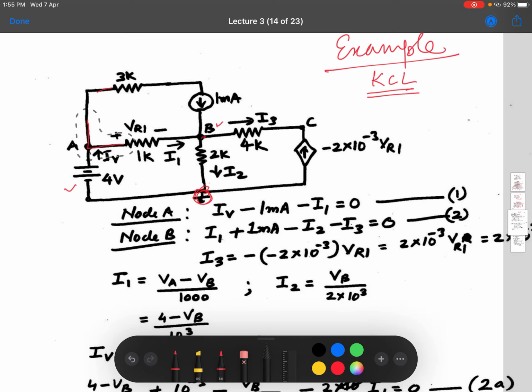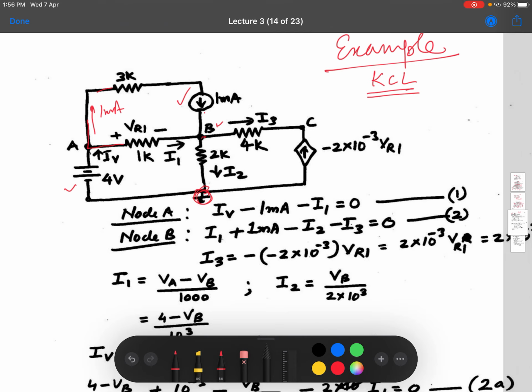For node A, IV is coming into it, and 1 milliampere is going out of node A. You can show it here if you want, 1 milliampere is going out of it. It is the same current, so that is known now. And at node B, there is IV going into the node, and there is I1 going out of node A.